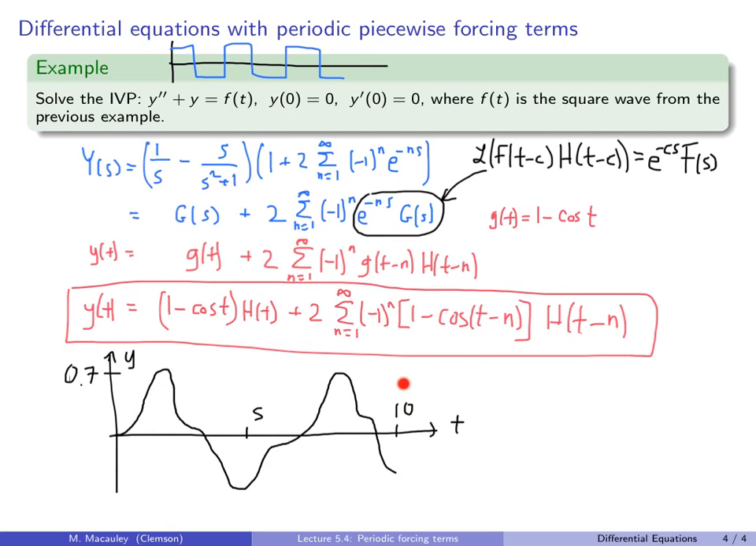And again, if we chop it off at 10 and look at what function is in this window, it's only going to consist of the first 10 terms from here, because the n equals 20 term is 1 minus cosine of t minus 20 times h of t minus 20. That thing gets chopped off to the left of 20. So even though this is an infinite sum, for any finite window, it's a sum of only finitely many cosine waves.